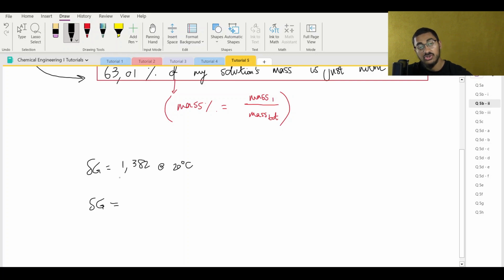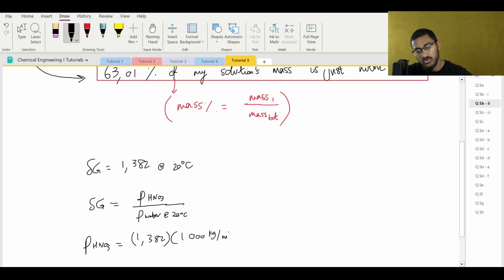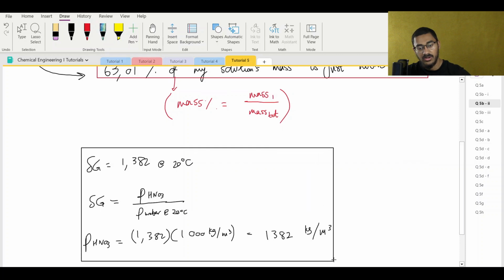Remember that SG, and you should be a master at this by now, SG is equal to the density of your nitric acid solution divided by the density of water at 20 degrees Celsius. And so we end up with the density of nitric acid being equal to 1.382 multiplied by 1,000 kilograms per cubic meter, which is equal to 1382 kilograms per cubic meter. All right, so I've got the density. I'm happy with that. Let's put it in a box.